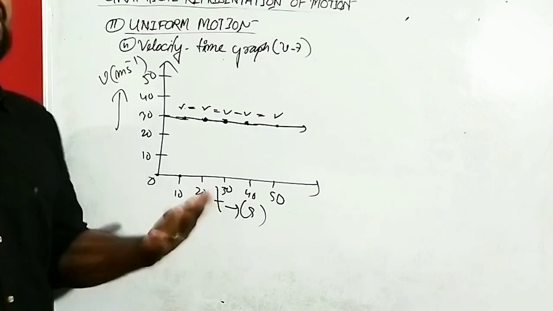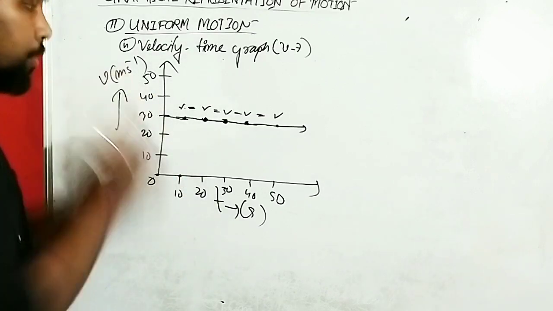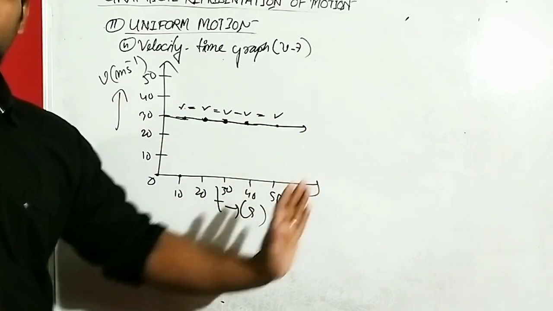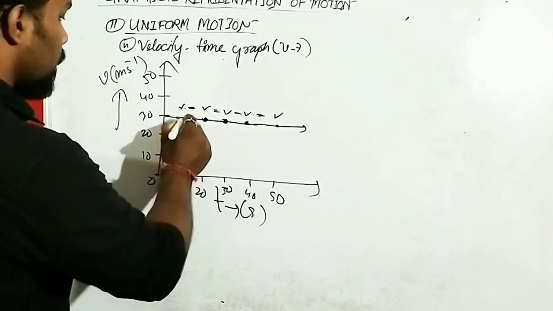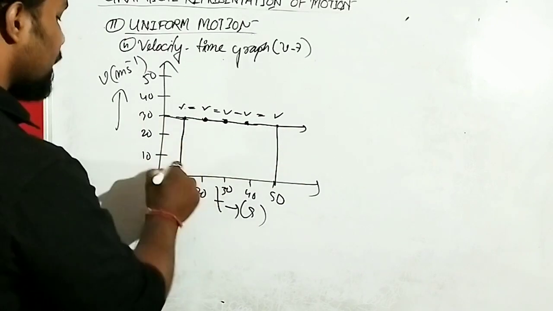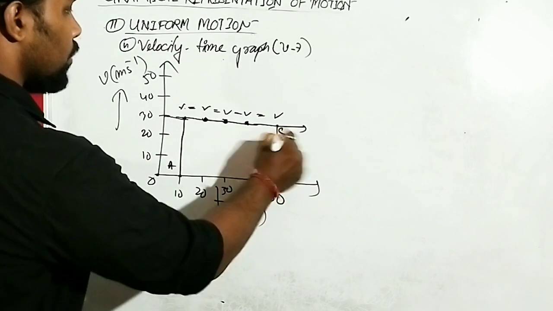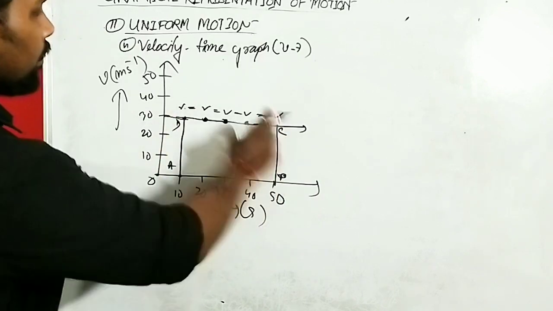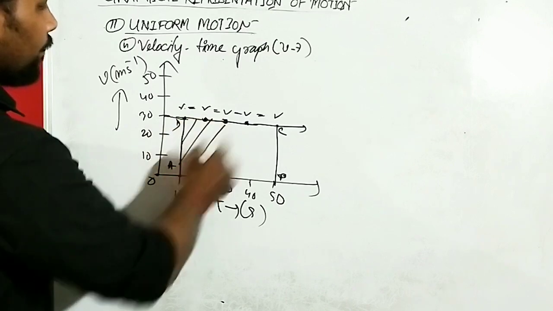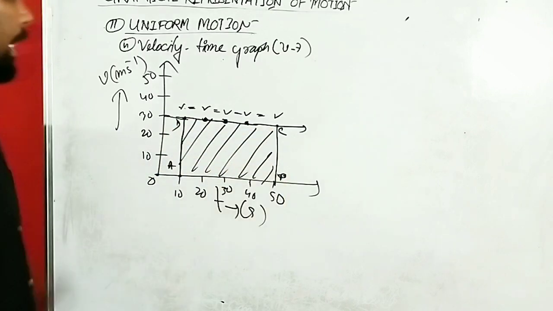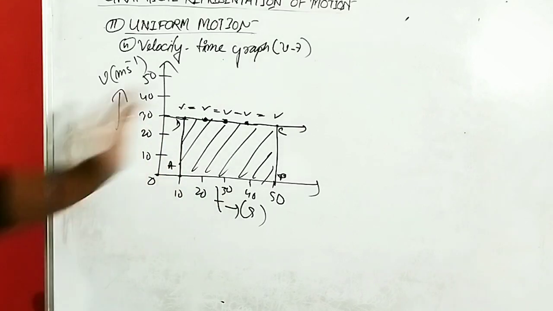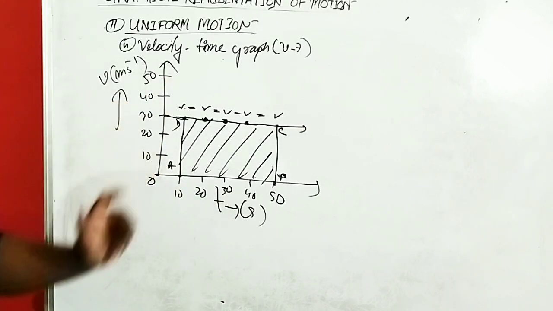Now, what if we need to calculate the distance or displacement through this change of time? For that we will draw one normal from here, one normal from here. Let's write some names A, B, C, D. This is what type of geometry? Rectangle, right? So this amount of area is going to give us the distance or displacement. So how to calculate this displacement or distance?